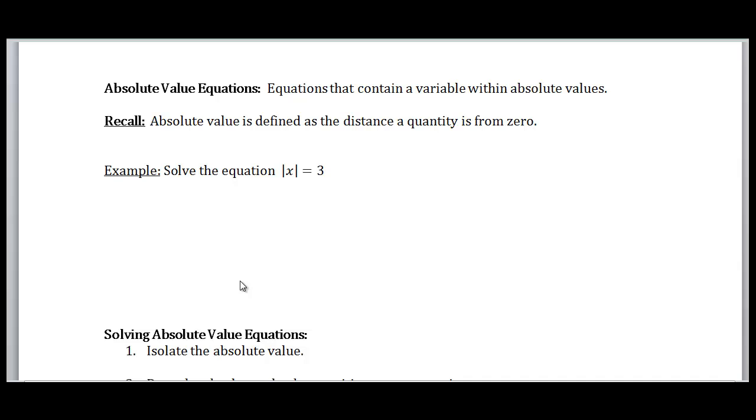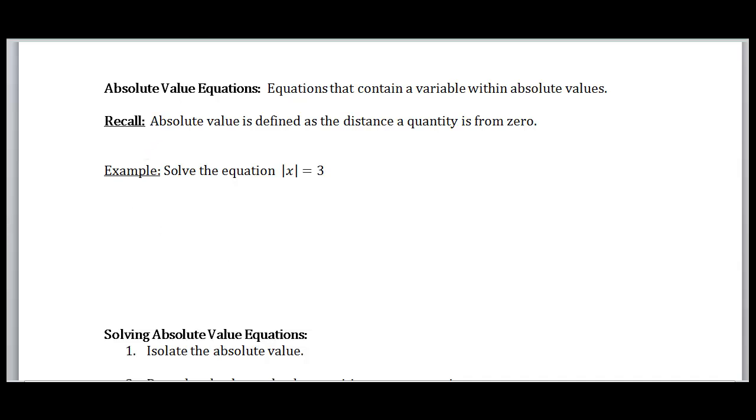All right, in this video, we're going to talk about what we call absolute value equations. At the top of this page, I give a very informal definition that states that an absolute value equation is an equation that contains a variable within absolute values. And just as a reminder, absolute value is defined as the distance a quantity is from zero.